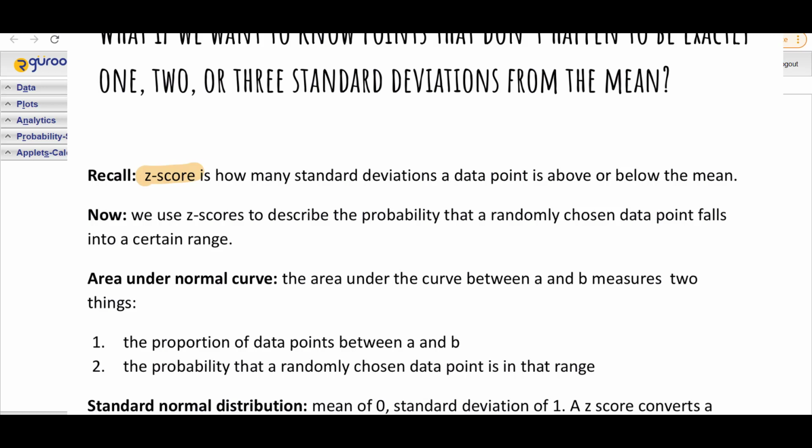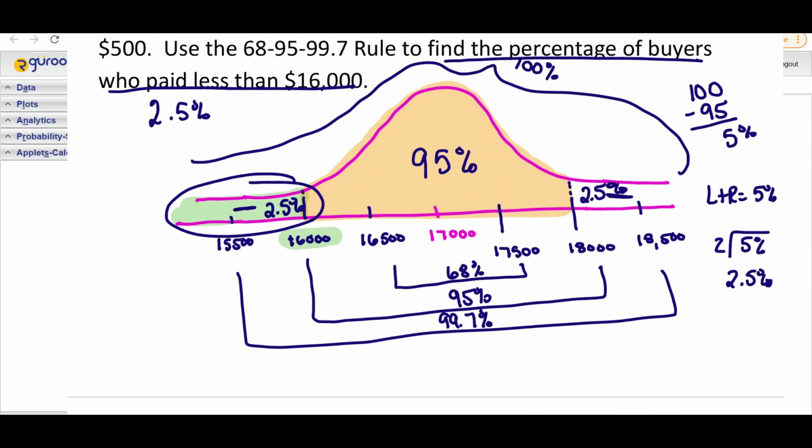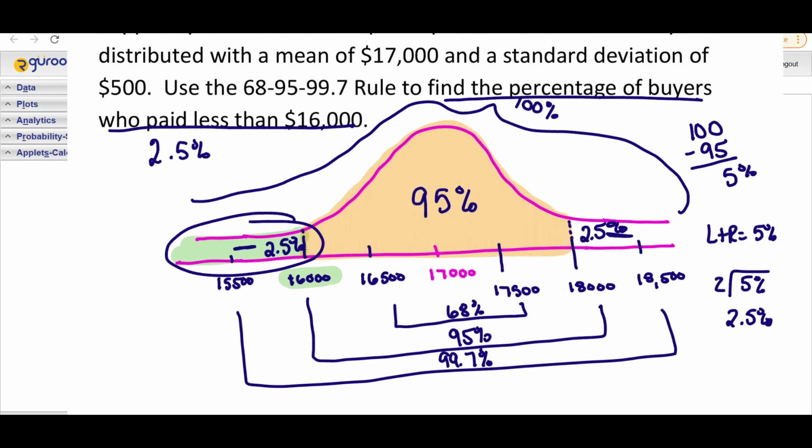So next comes the area under the normal curve. So that is actually what we were illustrating here. So we knew that 95% of the data fell between 16,000 and 18,000. But what we didn't discuss is that this area that I've shaded here, between these boundaries, between 16,000 and 18,000, that area is 0.95. It matches up with the percentage of buyers who paid between 16,000 and 18,000, right?